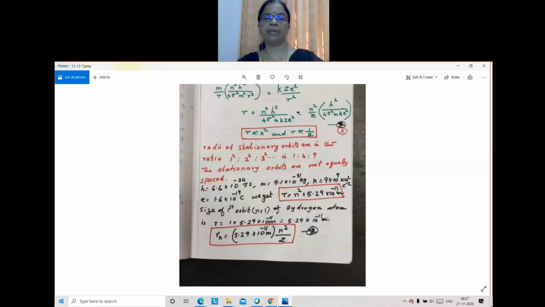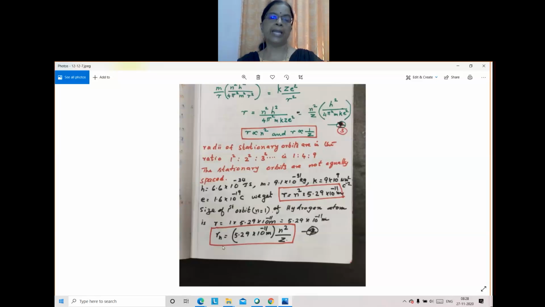Size of first orbit, n equal to 1. Hydrogen atom has only one orbit, so first orbit, n equal to 1. So 1 into 5.29 into 10 raised to minus 11 meter. Sometimes the question will be like: prove that the radius of the first orbit of hydrogen atom is 5.29 into 10 raised to minus 11 meter. So you have to derive all this, substitute all the values, and write 5.29 into 10 raised to minus 11 meter.